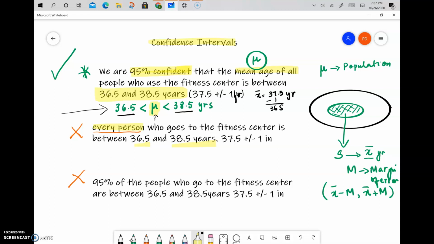So what is wrong with this statement? Very specifically, saying that 95% of the people are between the ages of 36.5 and 38.5 is completely incorrect. The 95% is called the confidence level, and it has a completely different meaning, and we'll talk about it a little later.